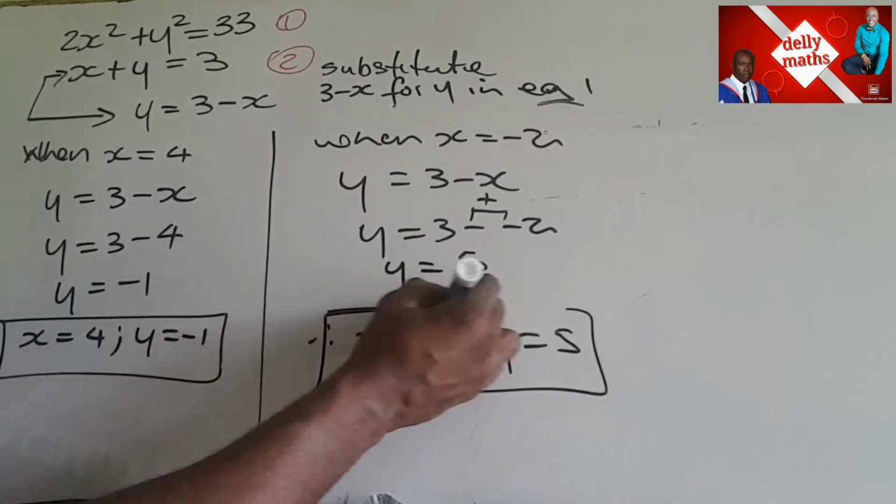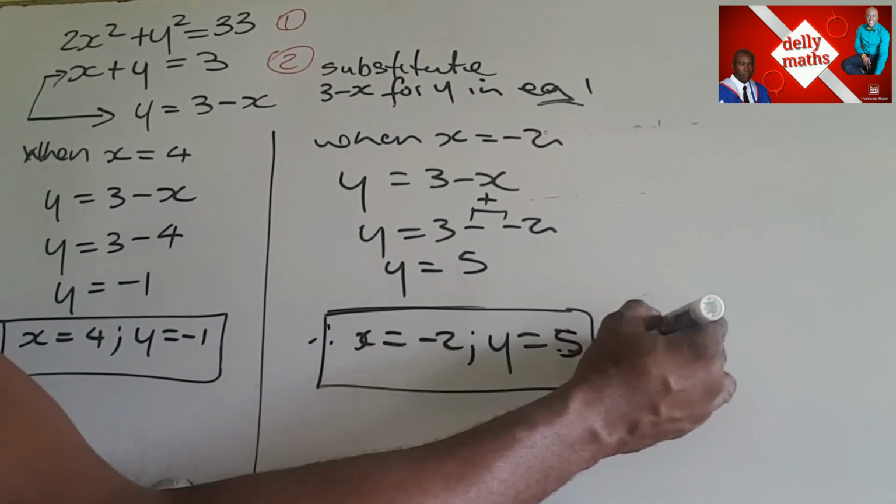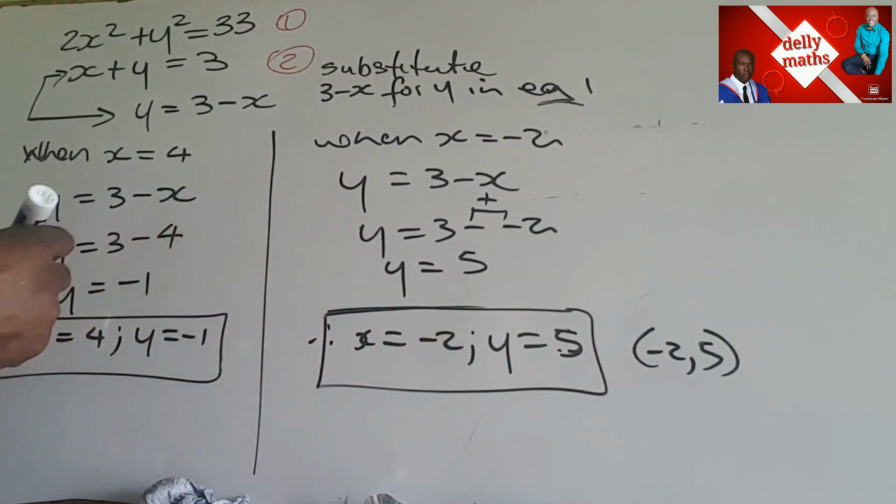And there you have the other pair of solutions, y is equal to 5. As a coordinate, it would be negative 2, 5, the other place where the solution would be. All right? So we're saying basically that's how it is, and that's the nonlinear simultaneous equation. It doesn't get harder than that.